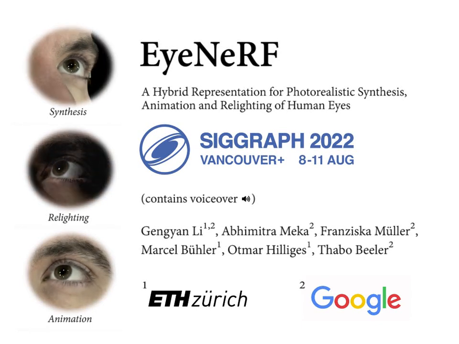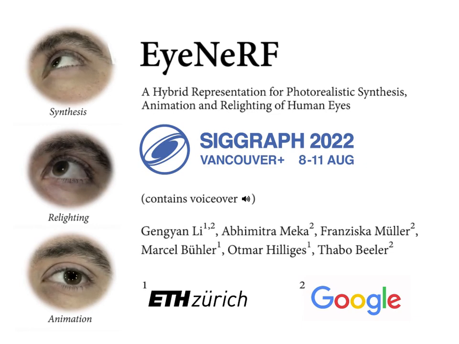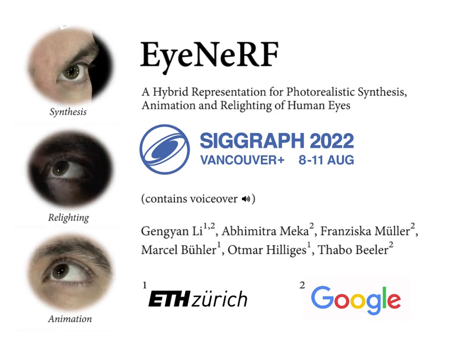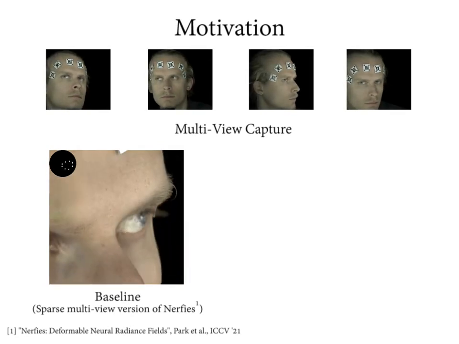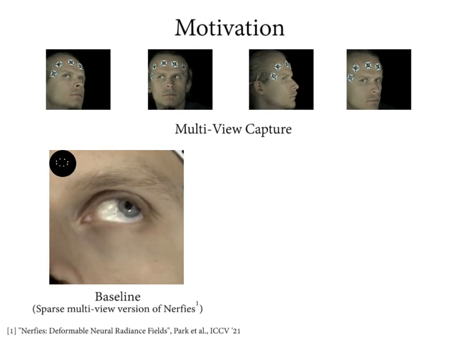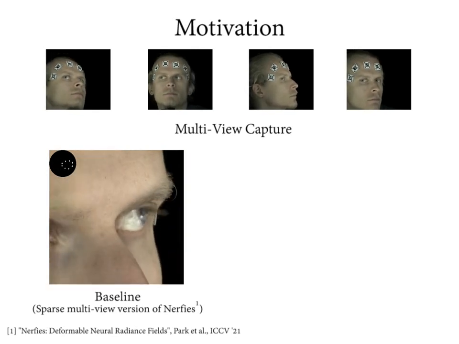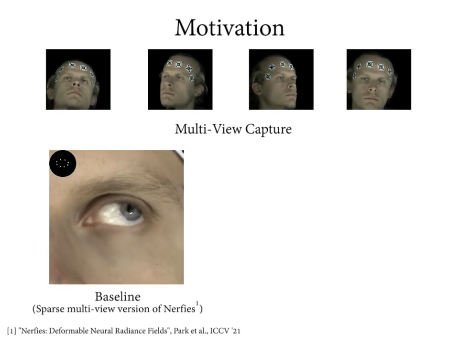We introduce EyeNeRF, a hybrid representation for modeling human eyes for high-quality synthesis, relighting, and animation. Deformable volumetric neural rendering techniques, such as NeRFs, enable high-quality capture of human skin and hair from sparse capture data, but they cannot model the complex appearance characteristics of eyes.